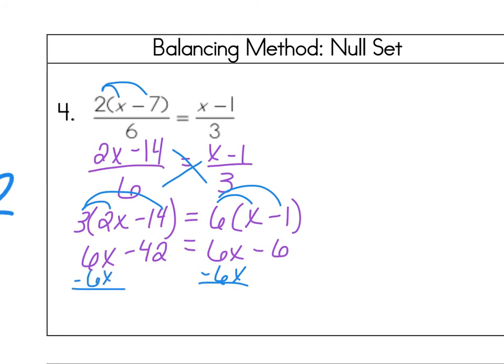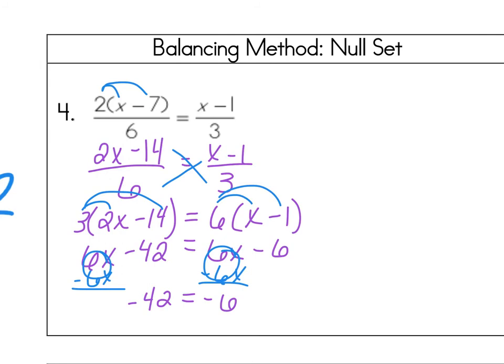So 6x minus 6x is 0. Okay, my x's cancel out. So I end up being left with negative 42 is equal to negative 6. Notice how I'm not bothering to write in 0x. I don't care. That whole term disappears completely. I'm not going to write an x in there.